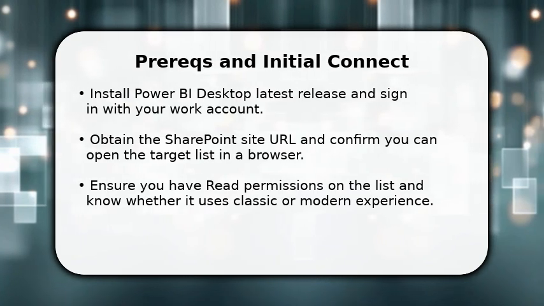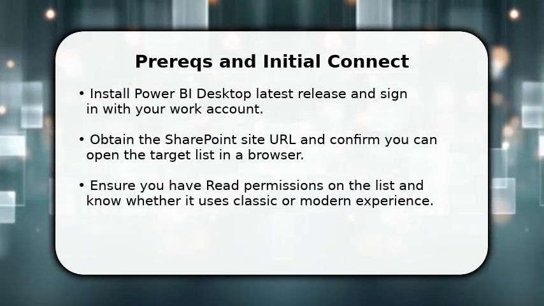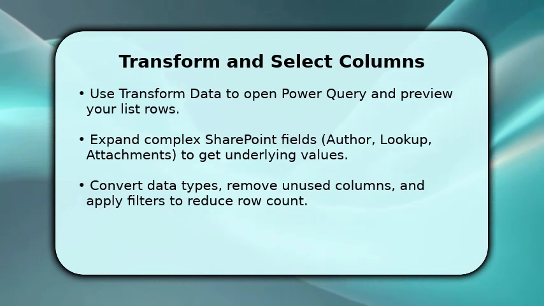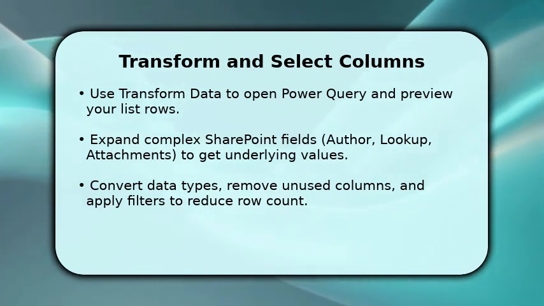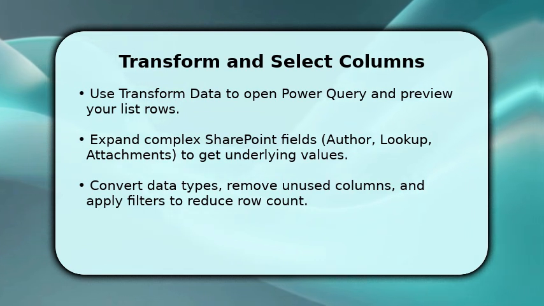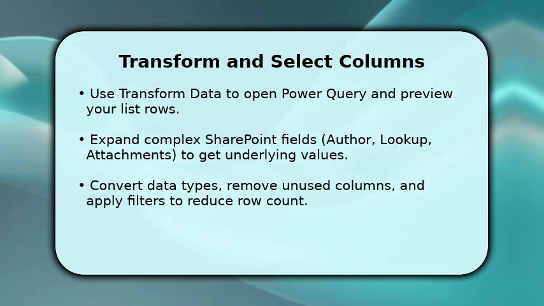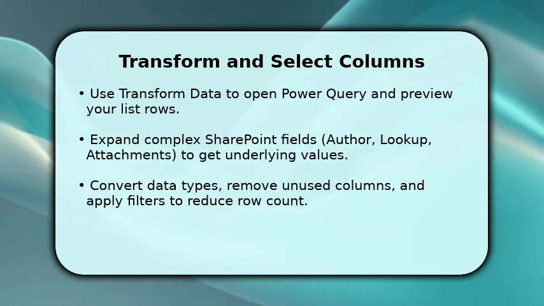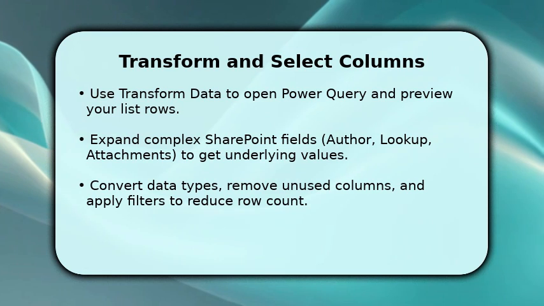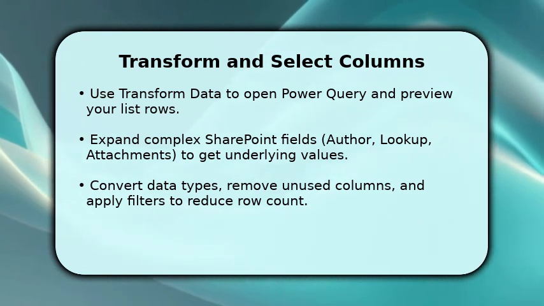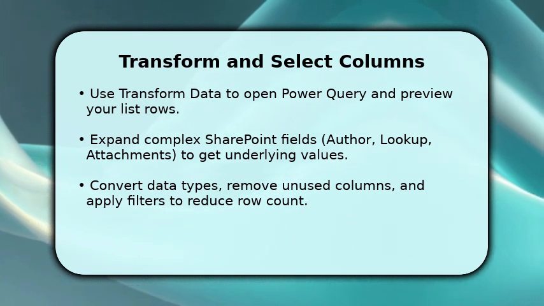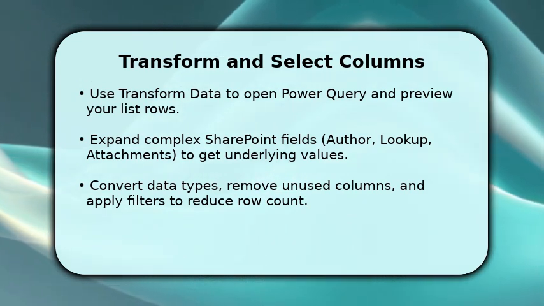You should immediately move into Power Query to shape the data for performance and accuracy. Expand record and table columns created by SharePoint fields so you capture the actual text, ID, or dates you need, and convert those columns to explicit types, dates, decimals, integers, because Power BI depends on types for modeling. Remove extra columns and filter out unnecessary rows before loading. This avoids list threshold issues and keeps refreshes fast.